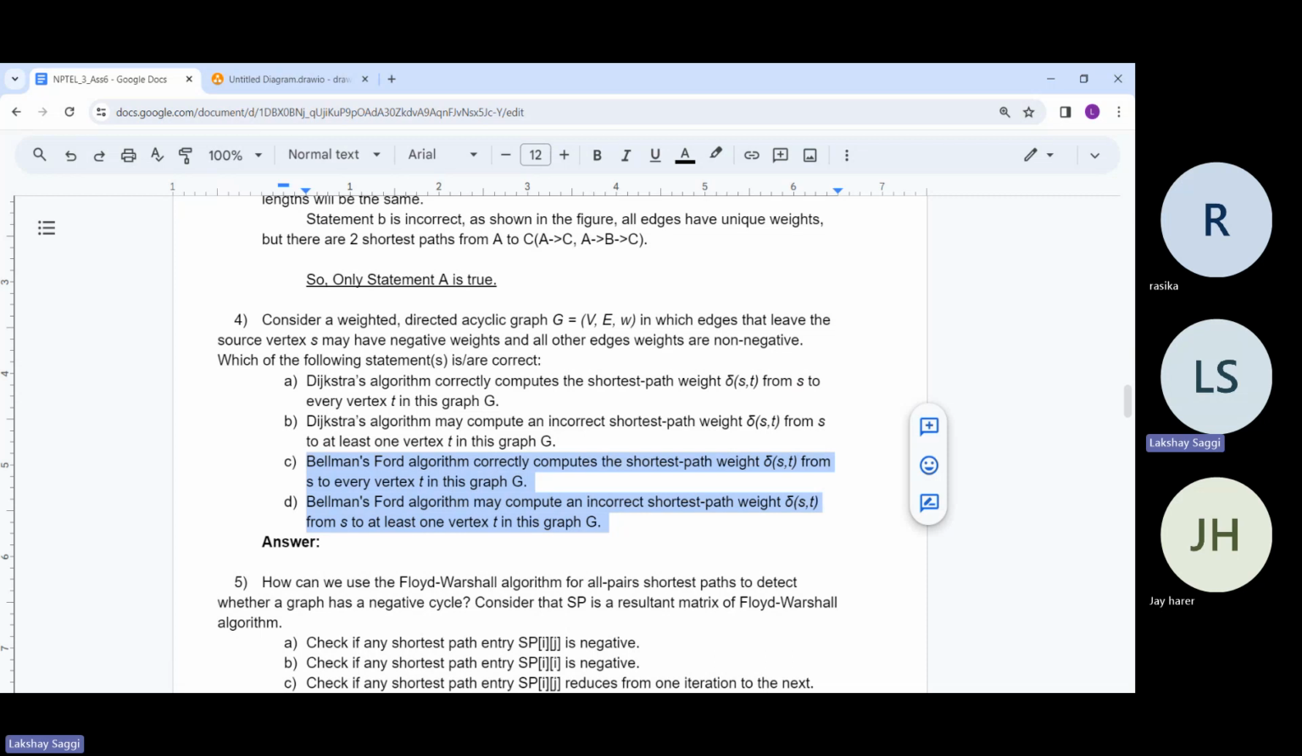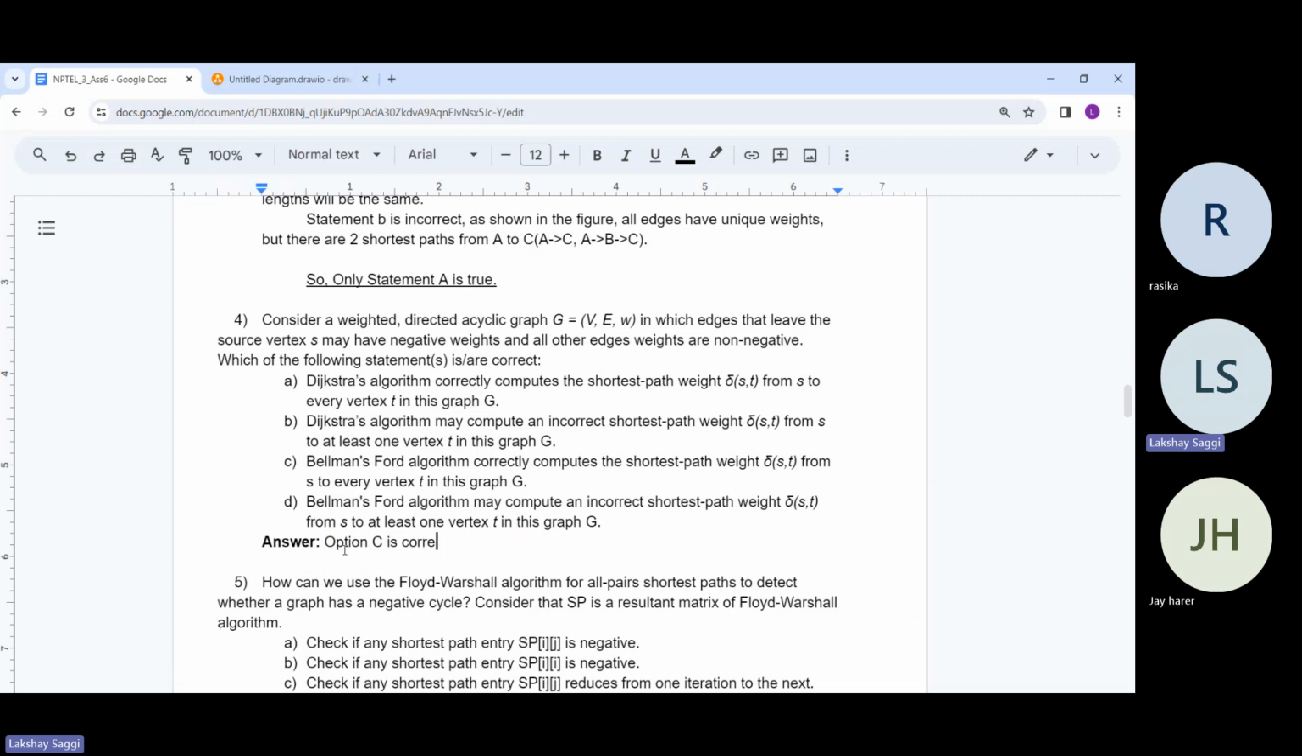So I'm giving you guys 2-3 minutes to think and maybe just type out in chat if you feel like. Okay. So Rasika is saying that out of C and D, option C is correct, that Bellman-Ford correctly computes the shortest path. So yes, Rasika, you're correct. That option C is correct.